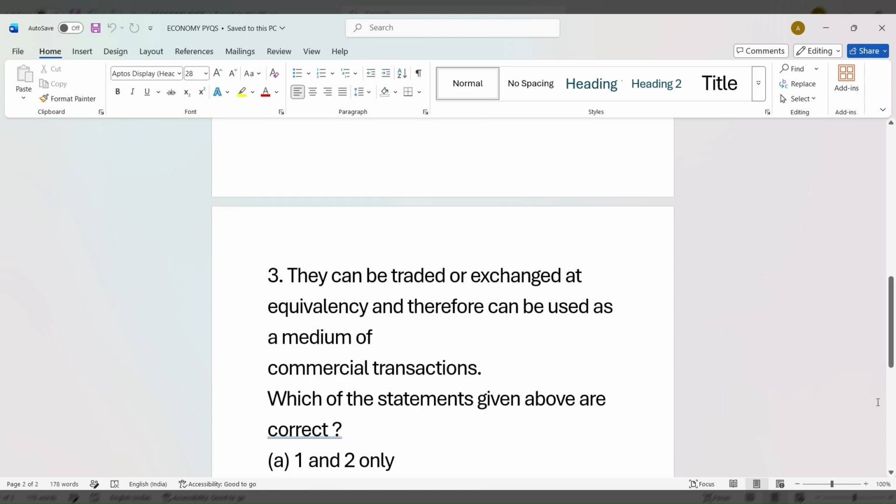Third option, they can be traded or exchanged at equivalency and therefore can be used as a medium of commercial transactions. This option is wrong. They can't be traded or exchanged at equivalency. They are not equivalent. For example, like a rupees 100 note. If I have a rupees 100 note, I can exchange that rupees 100 note with my friend's rupees 100 note. Like my friend has a note of rupees 100 and I also have a note of rupees 100. We both can exchange each other's note of rupees 100. Both rupees 100 notes carry the same value.